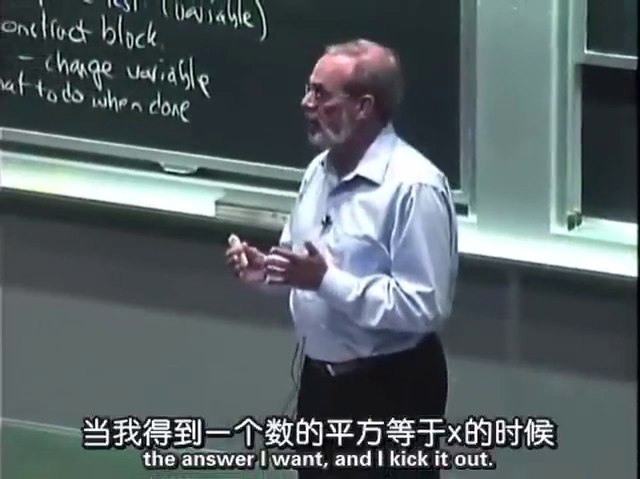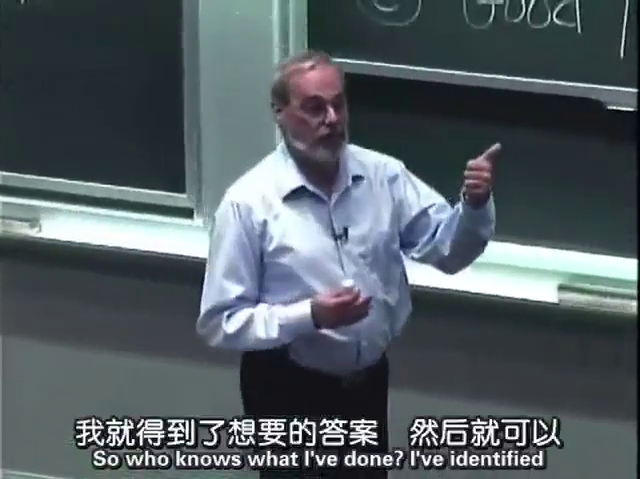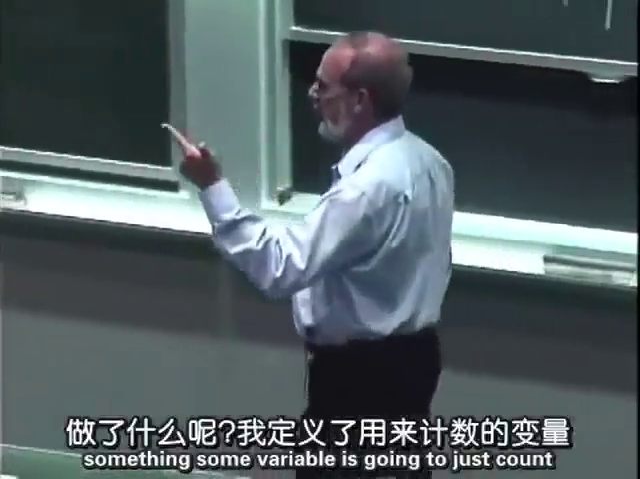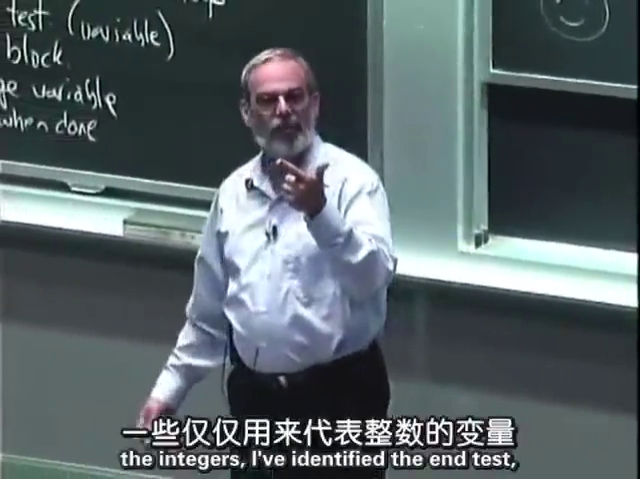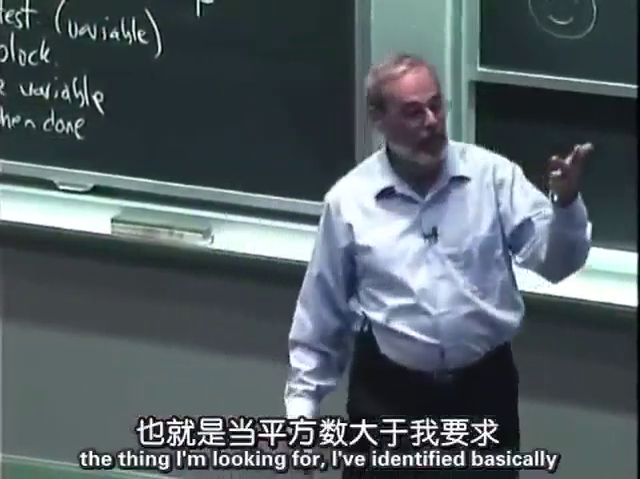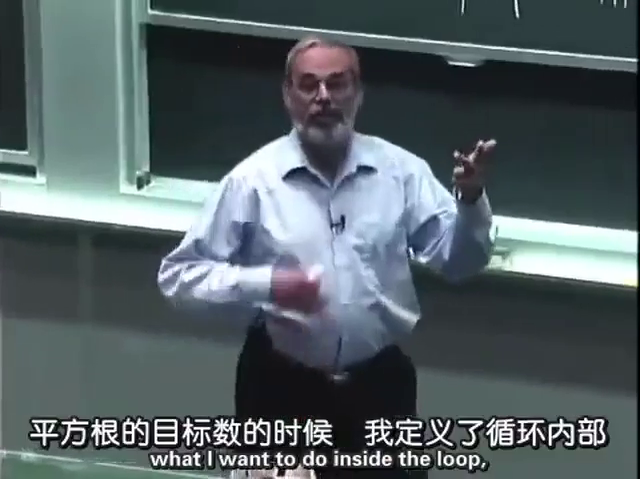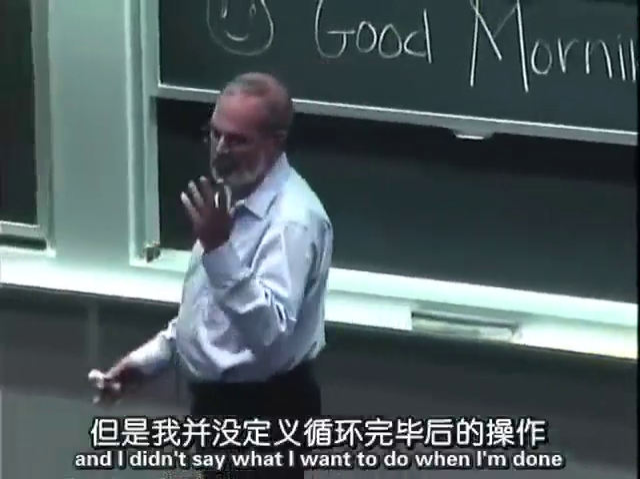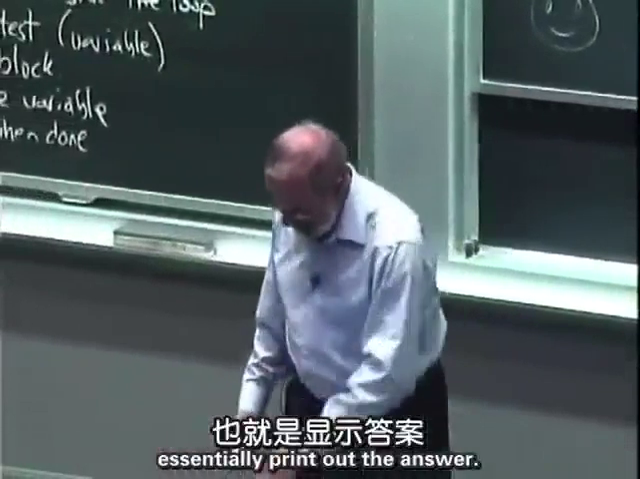So notice what I've done. I've identified the thing I'm going to use to count, some variable that's going to count the integers. I've identified the end test, which is when that square is bigger than the thing I'm looking for. I've identified basically what I want to do inside the loop, which is simply keep changing that variable. And I didn't say what I want to do when I'm done. Essentially print out the answer.